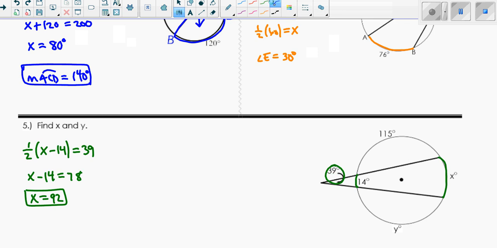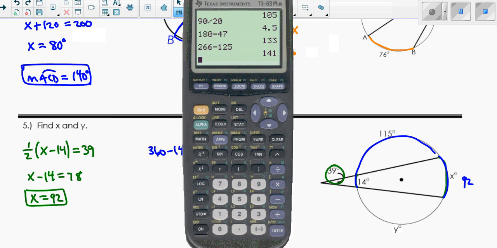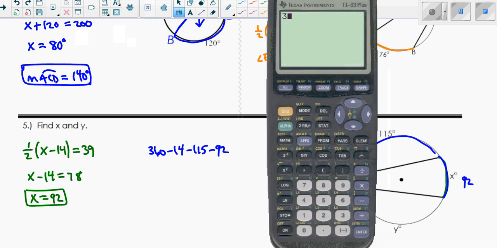All right, if I want to figure out y, notice that I already have 14. I already have 115. And I just figured out that this is 92. I'd always go back and label your diagram, which means then y is what's left from 360. So I can take 360 minus 14 minus 115 minus 92, and that will leave me with y. So 360 minus 14 minus 115 minus 92, and I get that y is 139.